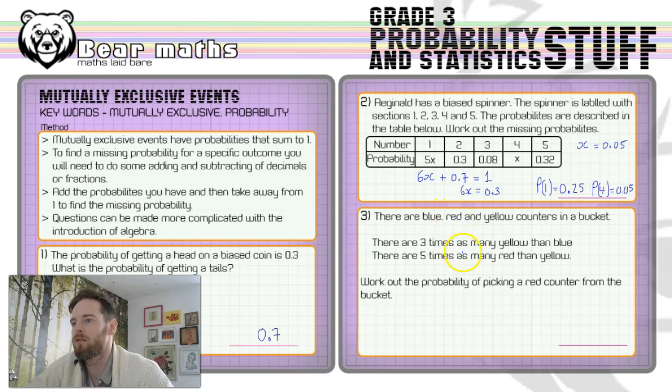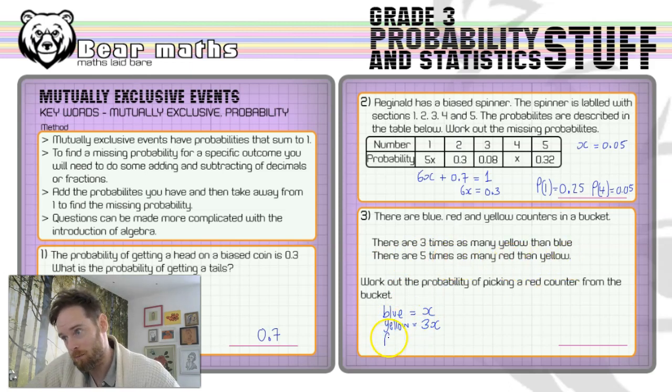Tricky little question this, because there seems to be no numbers, apart from how many times more there is of one counter than another. So if we took the blue to be x number of counters, again it's an algebra thing, blue is going to be x number of counters, some number that we don't know. Then we're going to write an expression for the yellow counters, because there's 3 times as many. So 3 lots of x is 3 times x, which is written as 3x. And then there are 5 times as many red than yellow. So the red expression is going to be 5 times 3x, which is 15x.